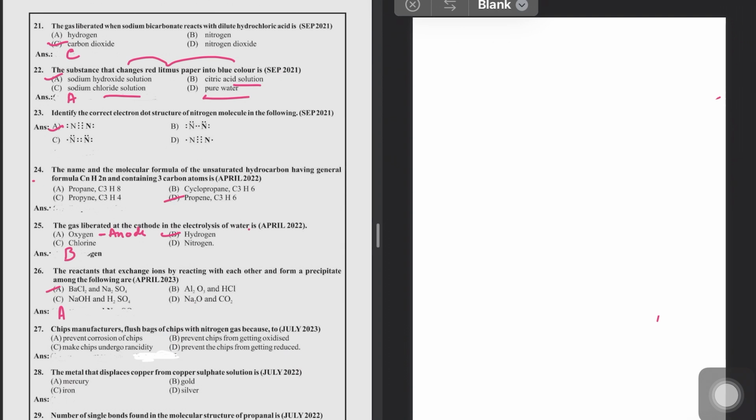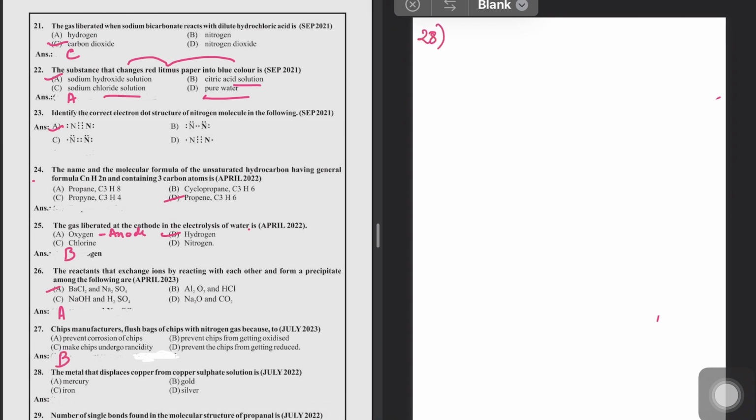Coming to the 28th question. The metal that displaces copper from copper sulfate solution is iron. This is the metal which displaces copper from copper sulfate solution. Iron is more reactive than copper. So let us see the reaction.